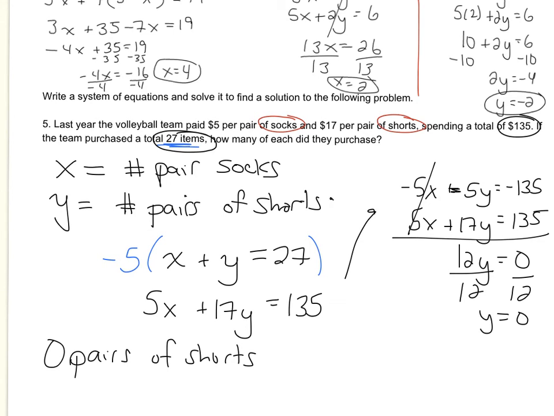So that's half the problem. I really bought no shorts, so that means I bought all socks. And since there were 27 items, 27 pairs of socks. A weird way for this problem to work out, but it is possible, because if you take 135 divided by 27, it is 5, which is basically all socks.